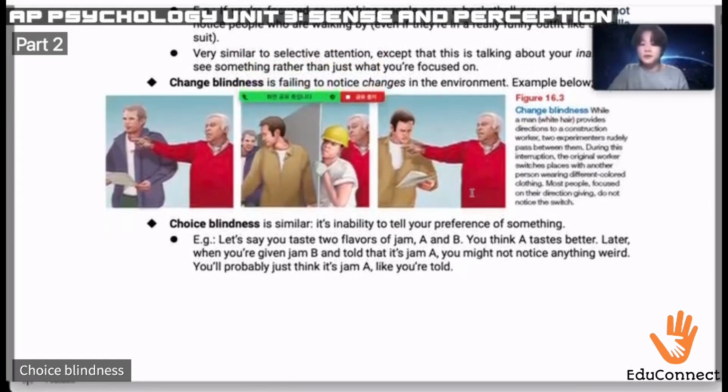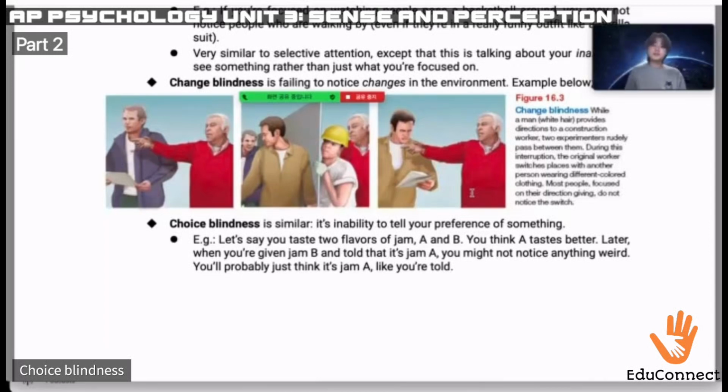This is similar. This is the inability to tell your preference of something. For example, let's say you taste two flavors of jam, A and B. You think A tastes better. Later, when you're given jam B and told that it's jam A, you might not notice anything weird. You'll probably just think it's jam A like you're told.